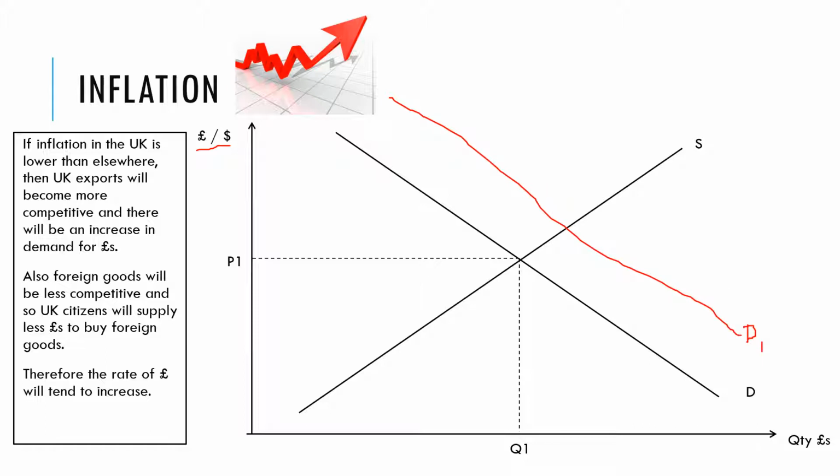Americans want to buy pounds in order to buy UK exports. We will also see that UK citizens will be less likely to buy stuff from the USA, so they're less likely to sell their pounds and convert them into dollars, so we'll see a reduction in supply. The combined effect of this is that we would expect to see an appreciation of the exchange rate to P2.